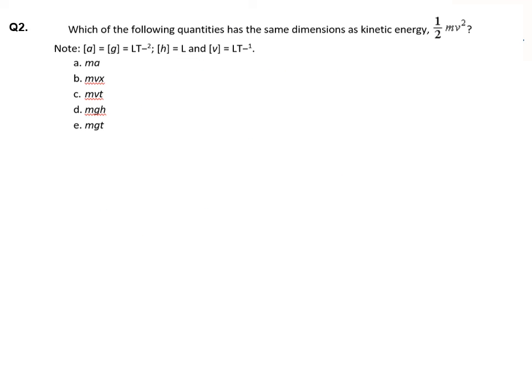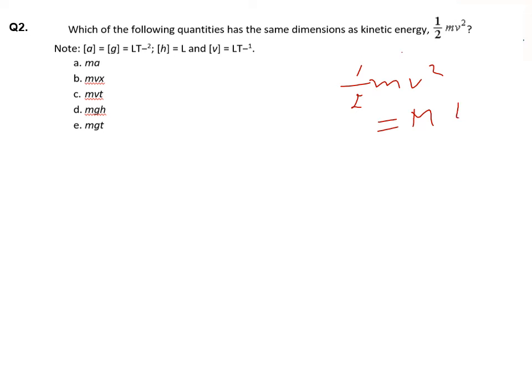Okay, now let's do this question. Which of the following quantities has the same dimensions as the kinetic energy? Okay, so your kinetic energy formula is half of mv squared. If we check this equation, small m is your mass, right? So you will have capital M for this.